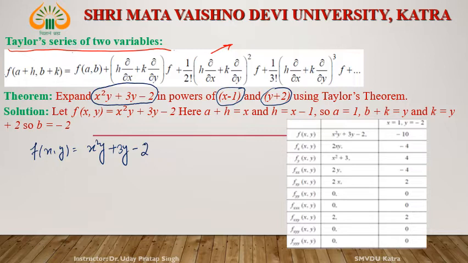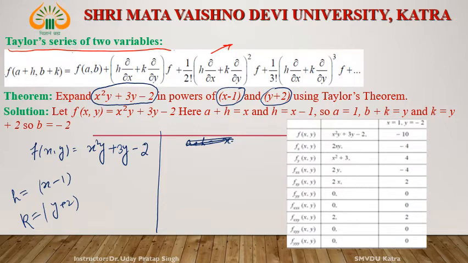In which powers do we have to expand? x minus 1 and y plus 2. Okay. Let us see our formula. Our formula is f of a plus h, b plus k. In which powers do we have to expand? x minus 1 and y plus 2. Then this is h and this is k. h is this and k is this.